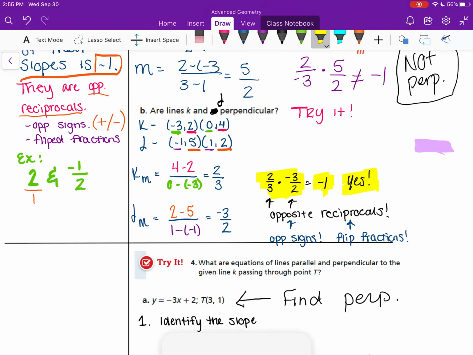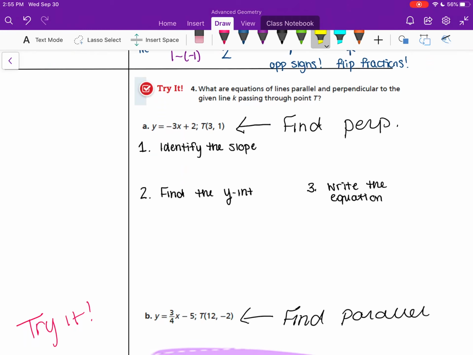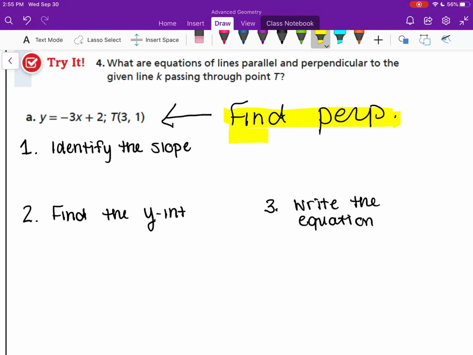Let's go into our last example. We're actually going to start writing equations of parallel and perpendicular lines. I've changed the directions a little bit because the directions say, what are the equations of lines parallel and perpendicular to the given line? So it wanted us to do both parallel and perpendicular for both examples, and we're not going to do that. We're just going to find the perpendicular line for part A, and we'll find the parallel line for part B that you'll try. So I've given us some steps here that we can always follow. The first step is to identify the slope of the line we're trying to write.